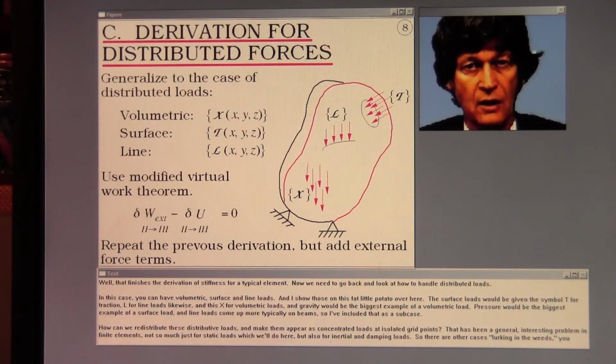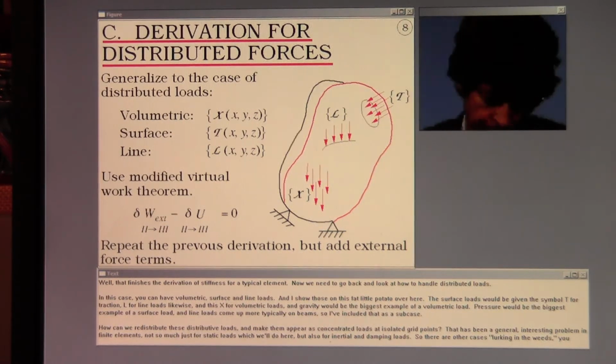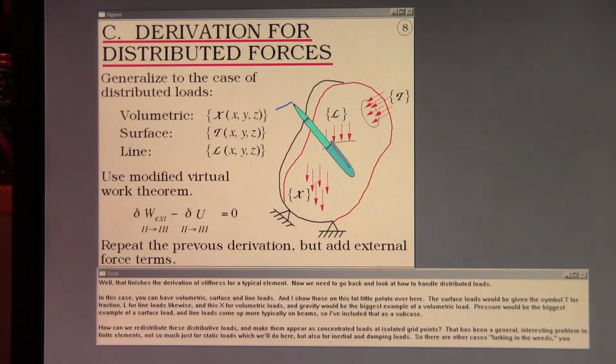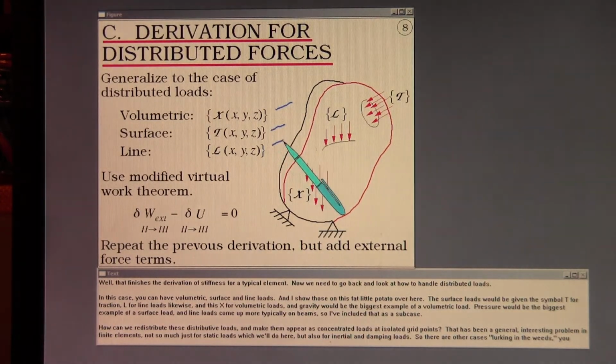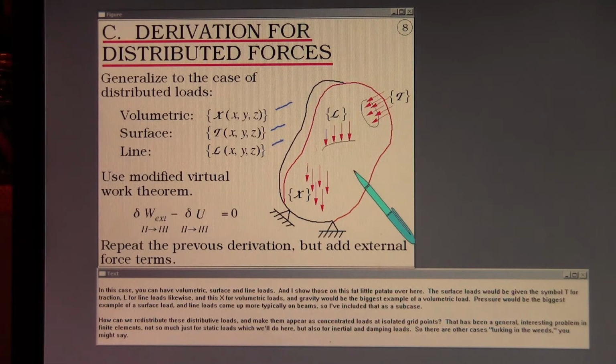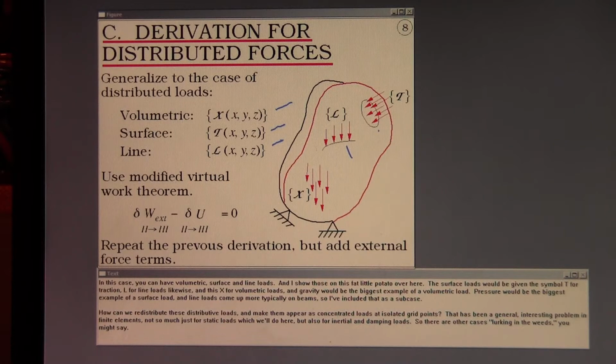Now we need to go back and look at how to handle distributed loads. In this case, you can have volumetric, surface, and line loads, and I show those on this fat little potato over here. The surface loads would be given the symbol T for traction, L for line loads likewise, and X for volumetric loads. And gravity would be the biggest example of a volumetric load. Pressure would be the biggest example of a surface load. And line loads come up more typically on beams, so I've included that as a subcase.